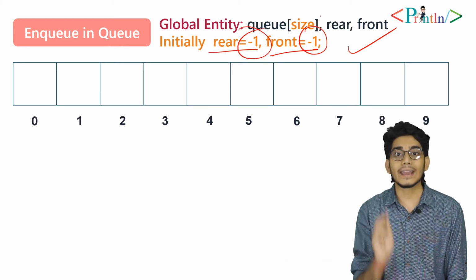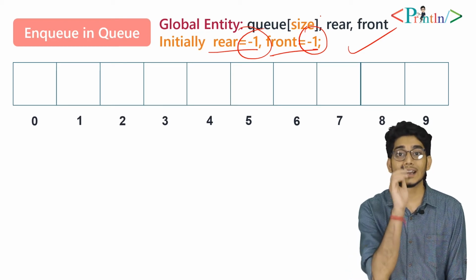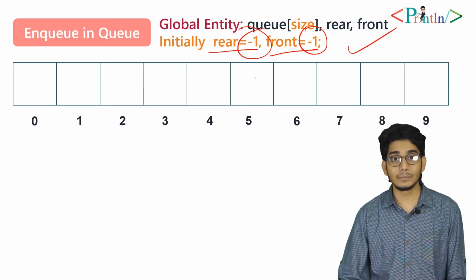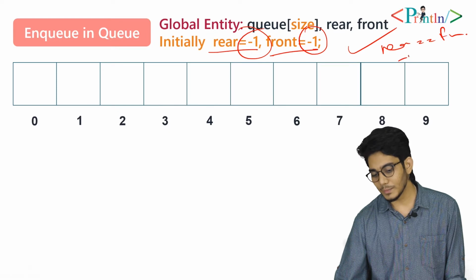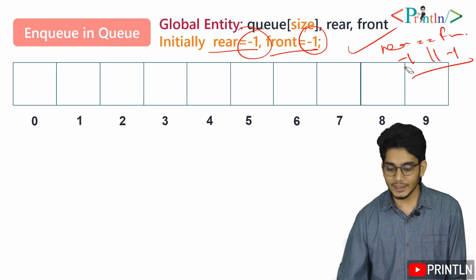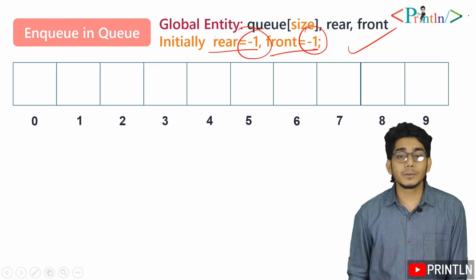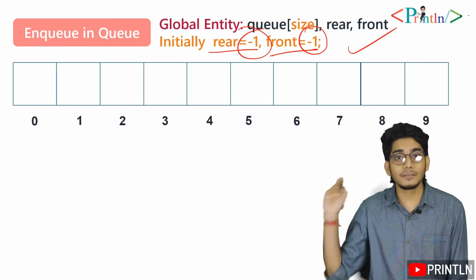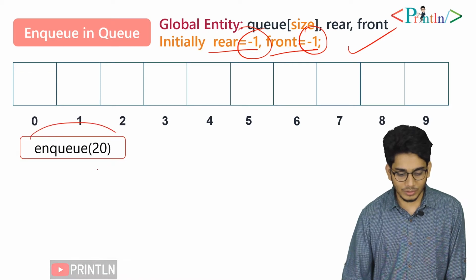Now if we try to insert anything into our queue, at first we have to check whether our queue is empty or not. Right now our queue is empty. How can we identify that? We check whether rear equals -1 or front equals -1. If both are -1, it means our queue is empty. If our queue is empty, at first we'll increment our rear and front counters, and then we'll perform the enqueue.